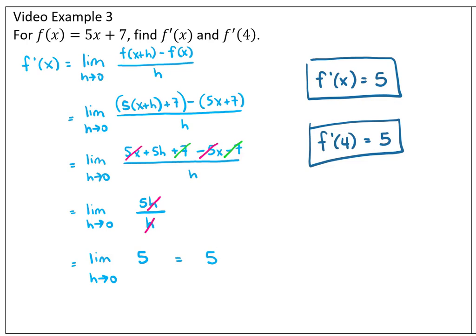That makes sense when we think about this function. It's a linear function, so of course its slope is 5. We see that slope right there. But now we're able to see that after we found the derivative.